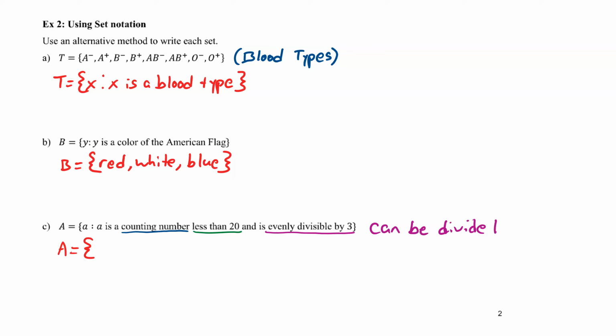So if we think about the numbers that can be divided by 3, we said those counting numbers. So 1, 2, 3 is the first one. 4, 5, 6 is the next one. Then we have 9, 12, 15, 18, and the next number that we could divide by 3 would be 21. However, we're looking at numbers that are less than 20, so that means we have found the last number in this set that meets all of those criteria.